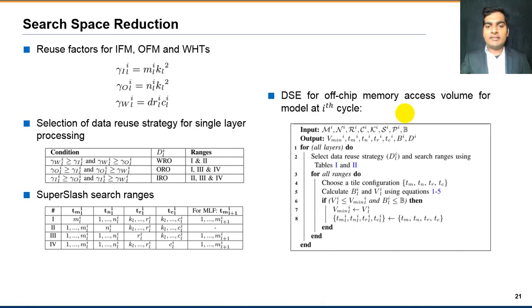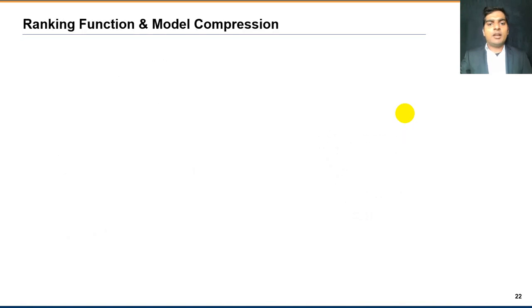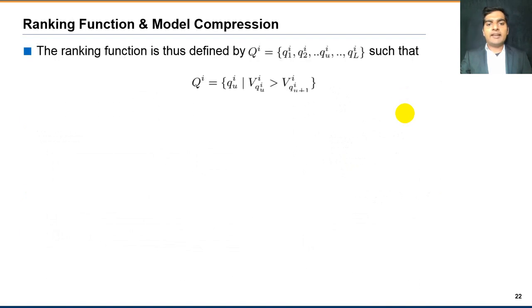This algorithm summarizes the procedure of solving DSE for a given model. For further details, kindly go to the relevant sections in the paper. In step 2 of our methodology, SuperSlash assigns a rank to each of the layers of the network. The ranking function is thus defined as follows.